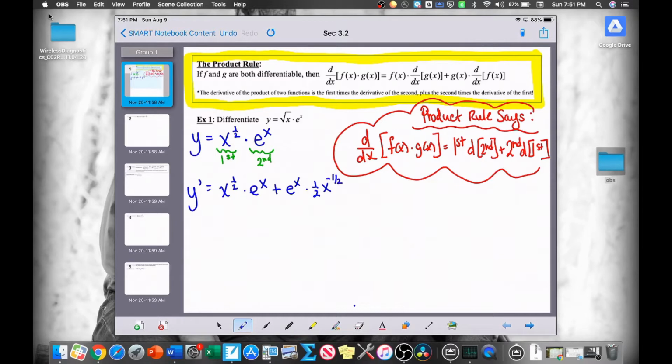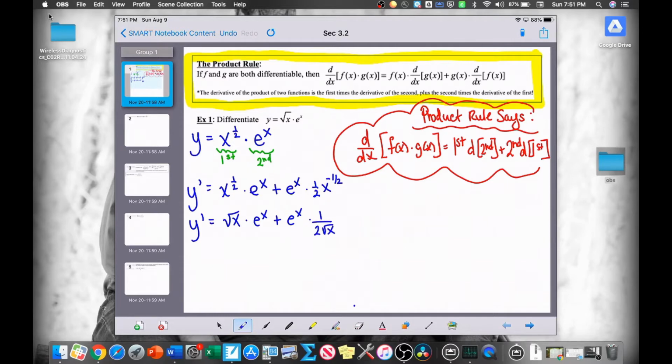And of course, now I can clean this up and write it a little bit nicer. Y prime would be equal to x to the 1/2, which is the square root of x, times e to the x, plus e to the x times x to the negative 1/2, that should be brought downstairs. It's the square root of x in the denominator, and the 2 from 1/2 is also in the denominator. So this is 1 over 2 times the square root of x.